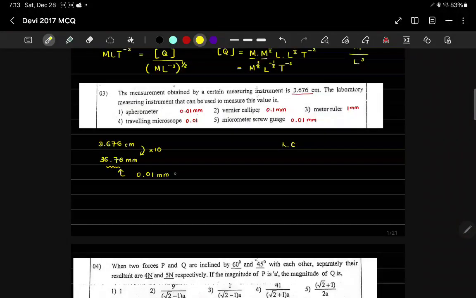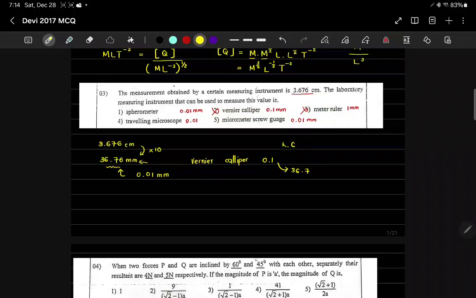Because if not, it's not possible to give this kind of a reading. In the case of vernier caliper, what is the least count? The minimum reading possible. If the least count itself is not giving two decimal places, if it's giving only one decimal place, possible readings are like 36.7, 36.8, not 36.74, 36.75, 36.76, not up to two decimal places. So, vernier caliper and meter ruler can be disregarded.